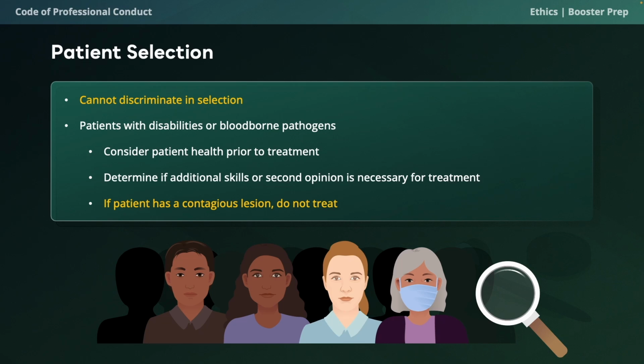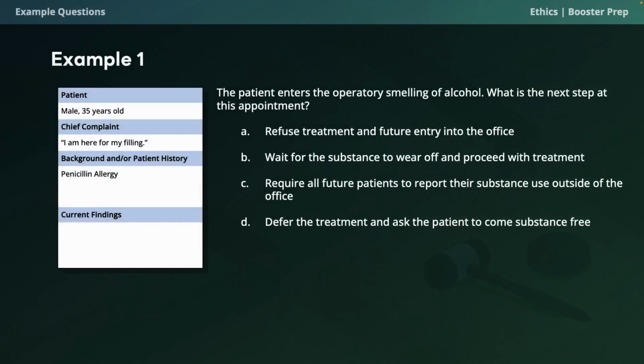Okay, so now that we have a general idea of justice, let's try a practice question. Example number 1, we have a male who's 35 years old. He says, "I'm here for my filling," and he has a penicillin allergy. The patient enters the operatory smelling of alcohol. What is the next step at this appointment?